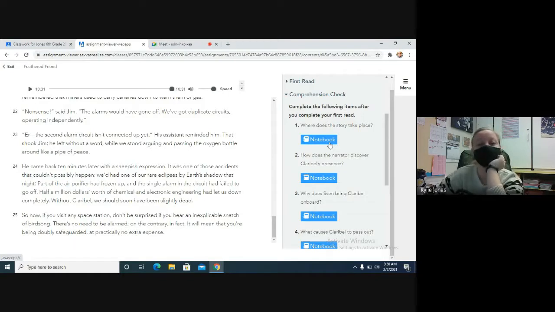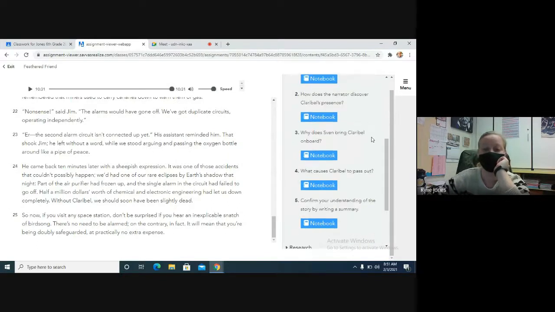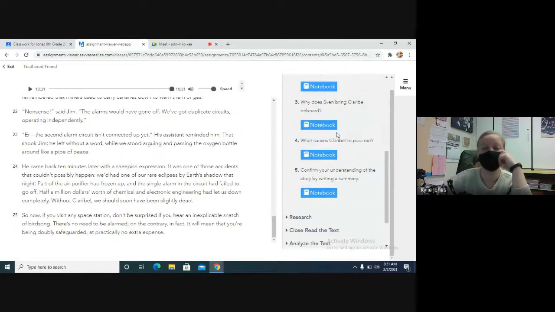So, number one, yeah, but you can make it a complete sentence. The story took place at blank, yeah. So number one, where does the story take place? Answer in a complete sentence. Number two, how does the narrator, whoever the person telling the story, how do they discover Clarabelle's presence, which means how do they know she's there? Number three, why did Sven bring Clarabelle on board? Number four, what causes Clarabelle to pass out?